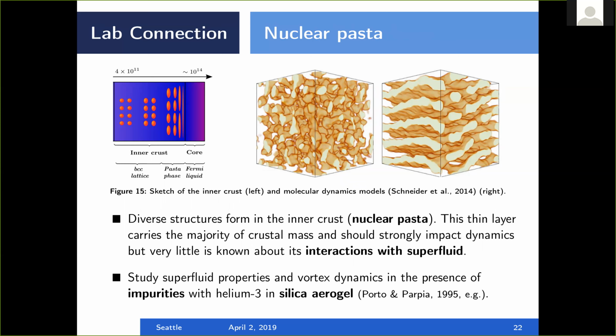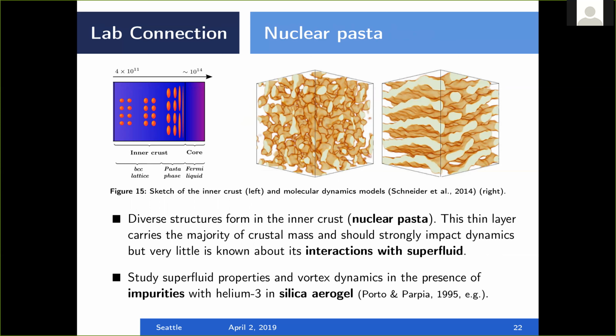And the picture is way more complicated than this. These are molecular dynamics models of different slices. This is a pasta kind of layer. This is more of a disordered gnocchi phase. This is at lower densities, and this is at higher densities. You see that this is very different from the simple picture where I just have a nucleus that's permeated by a neutron superfluid.